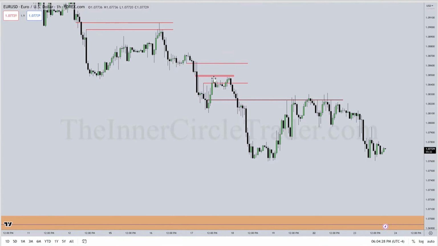That's why it stops dead in its tracks at consequent encroachment, which is half of that gap here, and then stops at the low. And then you see it fail, leaving this portion open. That's real institutional order flow. This is how I know when gaps are not going to completely fill.